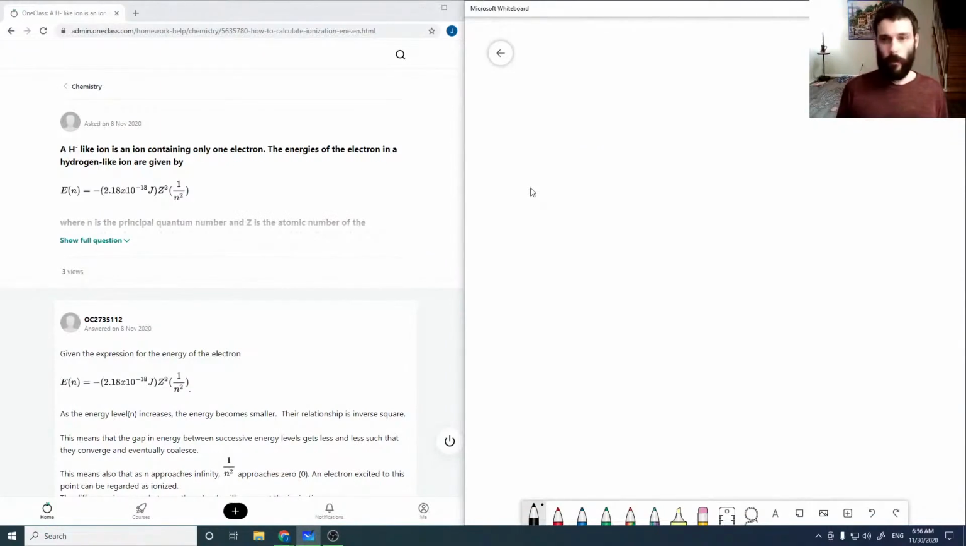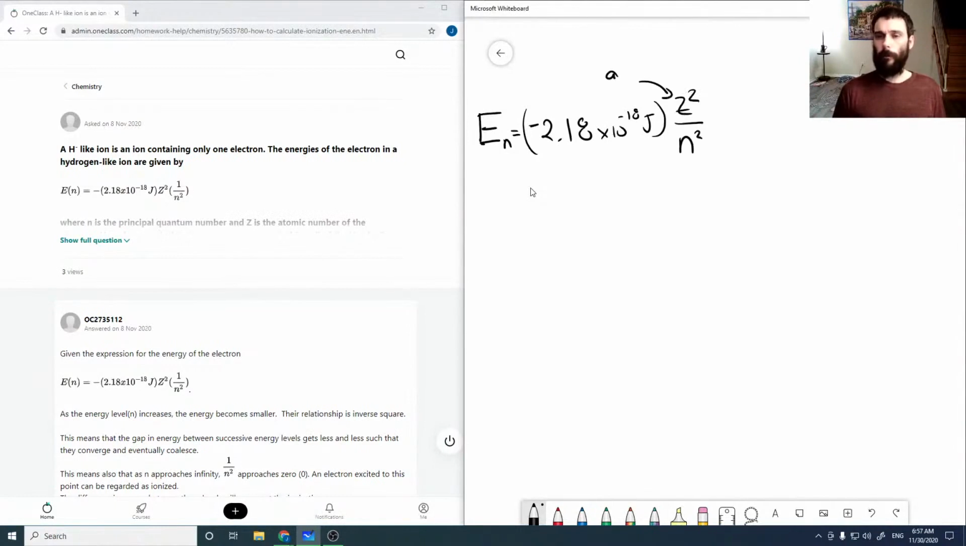Alright, so here we have an H-like ion, which contains only one electron, has energies like in the hydrogen atom, but with a small modification. And then a Z squared over N squared, where Z is our atomic number. And N is our principal quantum number there.